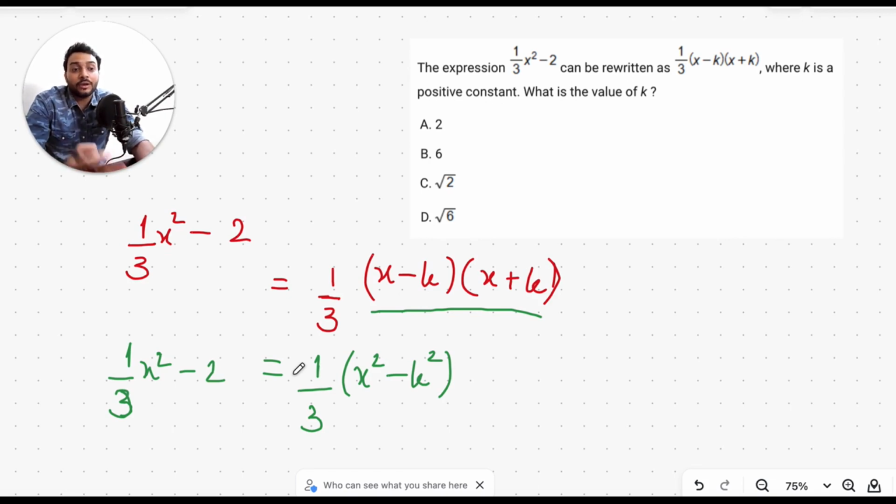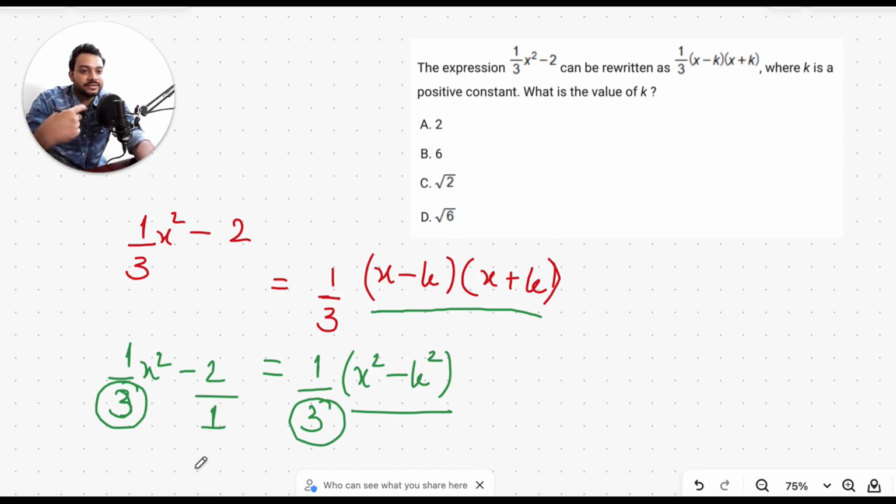Now, if we look at both the sides using our comparison rules, a lot of us might make this mistake that we straight away say, oh, 2 is k squared. So k is basically square root of 2. But that's not the case, because 3 here is in multiplication with the complete expression, but 3 here is in multiplication with just x squared, not with the 2. So 3 here on the right hand side is the common denominator throughout the expression. But on the left hand side, it's not the common denominator. The 2 here has a 1 as the denominator.